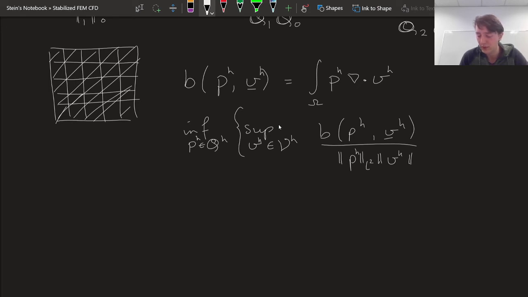And this should be an L2 norm, and this should be an H1 norm. That's going to be larger than or equal to a constant gamma, which is larger than 0, right? A positive constant. So that's the condition that we're trying to prove, or in this case actually disprove. I'll show that this does not hold.